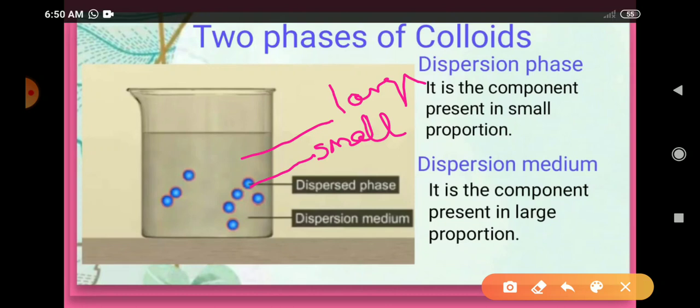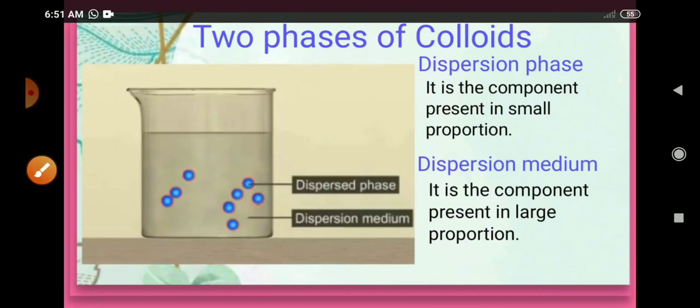In the case of colloids, we use the words dispersed phase and dispersion medium. These are based on proportion. The component which is present in small proportion is called the dispersed phase, just like solute in the case of solution. And the component which is present in large proportion is called the dispersion medium, just like solvent in the case of solution. So the two phases of colloids are dispersed phase and dispersion medium.